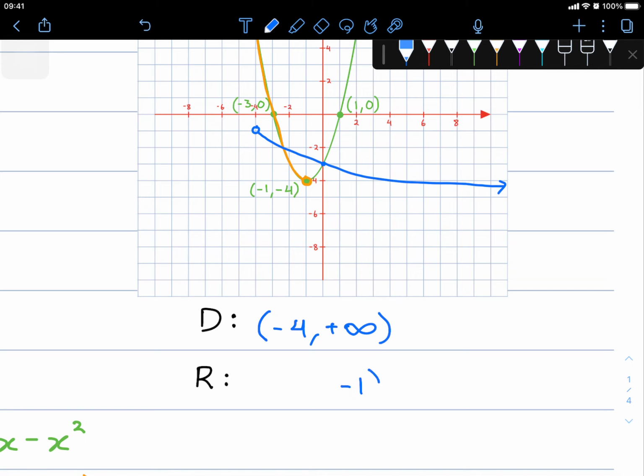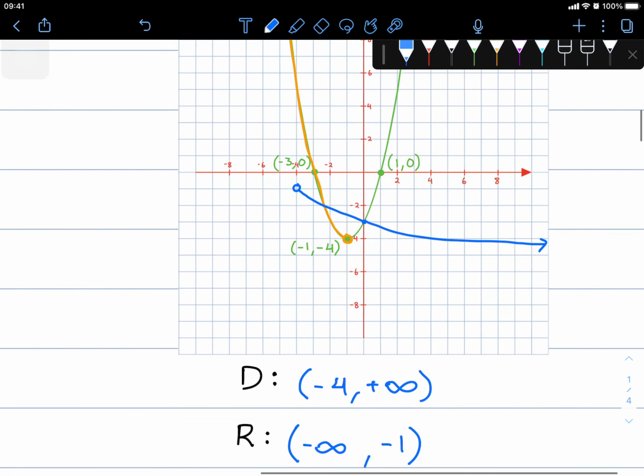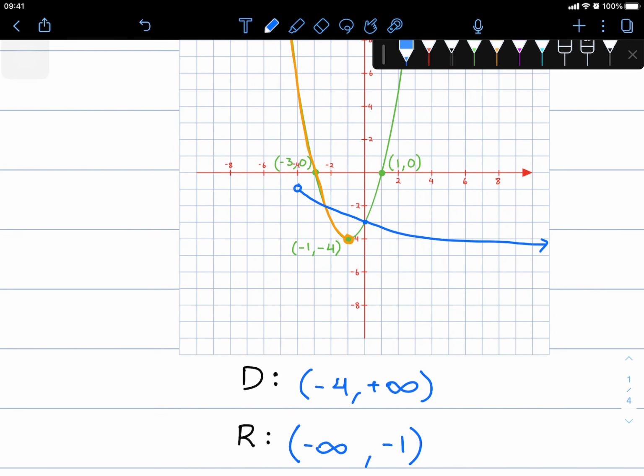So its highest value is -1, but its lowest, just as the previous one, it looks like it's getting more flat, but it actually extends infinitely downwards as well, even though it looks like it's getting flat. So for this, its y value is going to be from -infinity up to -1, not including -1.